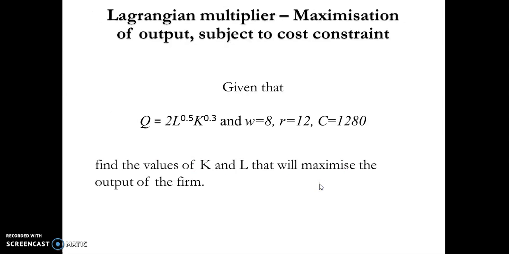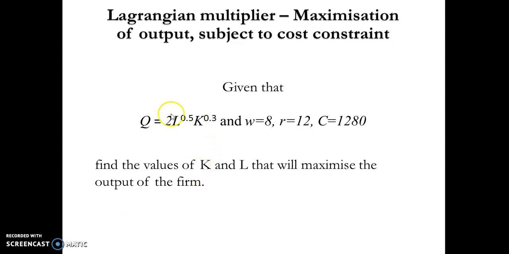Now here you have a slightly different example. Here, you are asked to provide for the maximization of output subject to a cost constraint. So in the first example, you had to minimize cost subject to an output constraint, and this is the maximization of output now. So we don't have Q, but it is subject to a cost constraint. So here we have C. It is important that you read the question carefully.